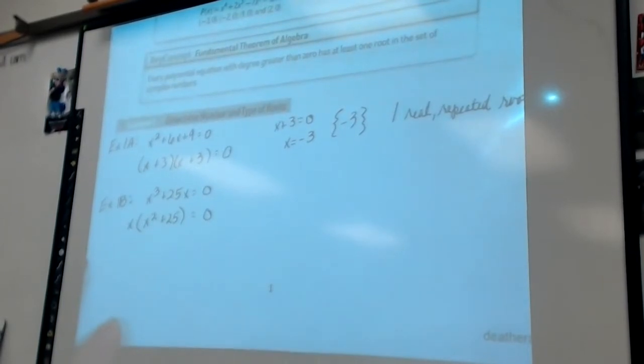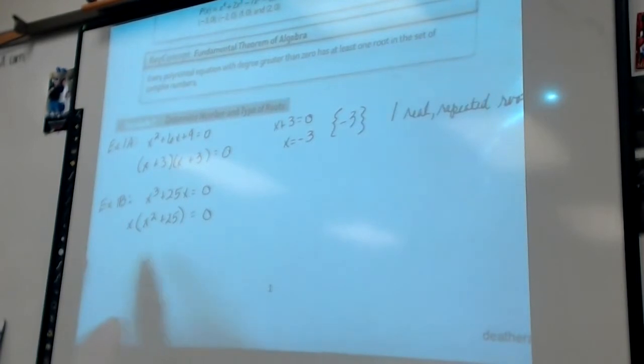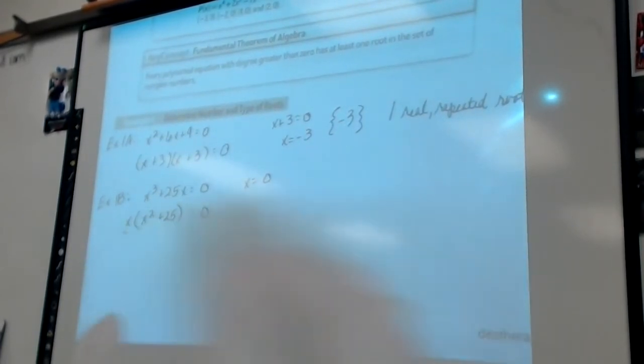Now, can x squared plus 25 be factored any further? No, it can't. Okay? It's not a difference of cubes. It's not a difference of squares. It's a sum of squares. And a sum of squares cannot be factored. Okay? So, but we have it now where we can set each of these equal to 0. So if we set the x equal to 0, then that's our solution, 0. So one of our solutions is 0.